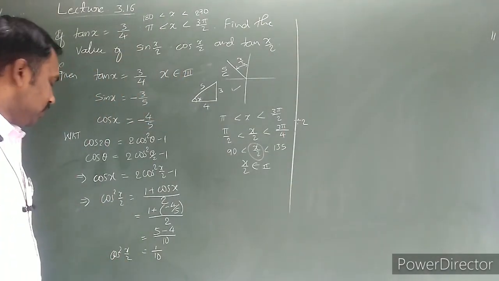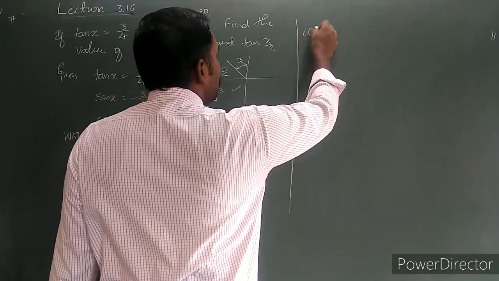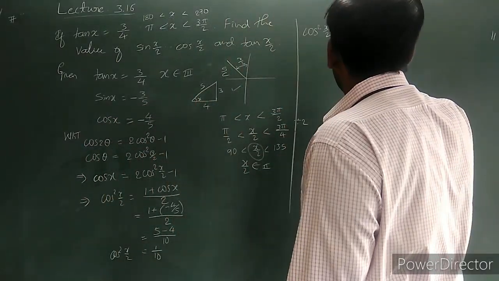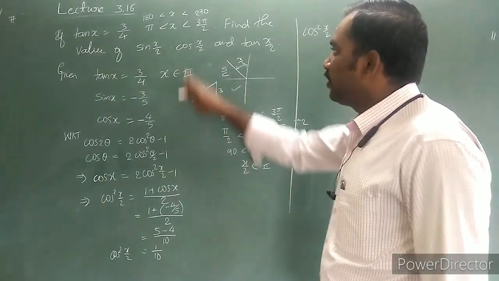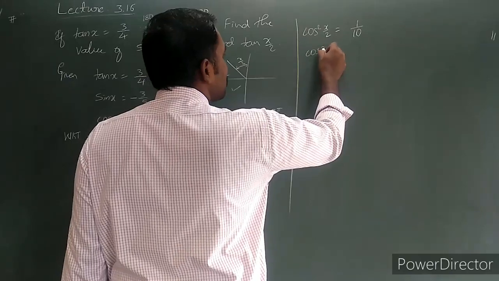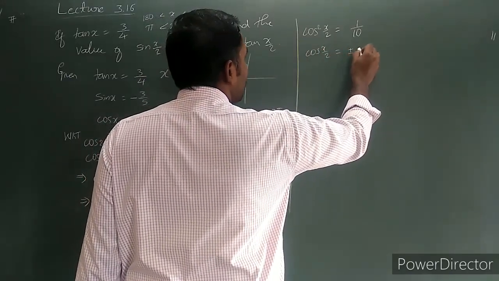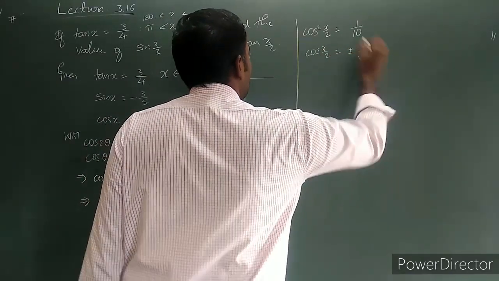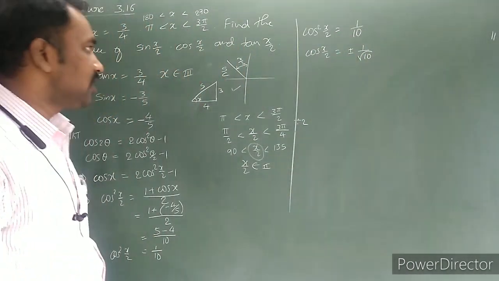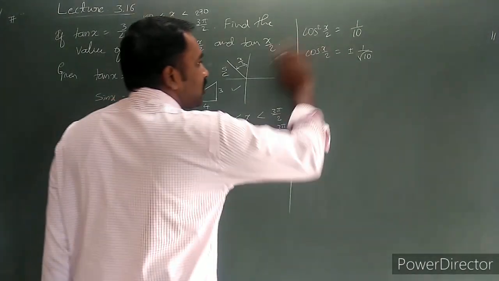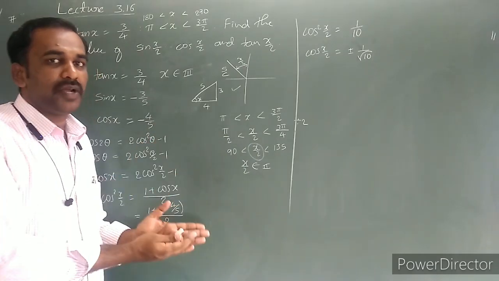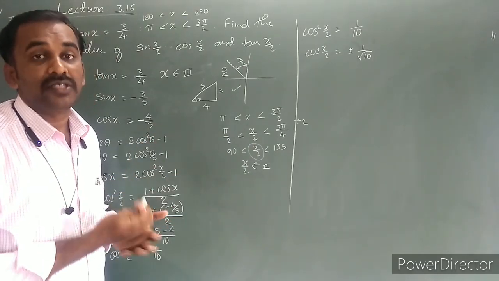Continue here. Now what we need is only the cos of x by 2. One more time, I write the cos square x by 2 value is 1 by 10. But we need the cos of x by 2, so taking the square root on both sides, cos of x by 2 is equal to plus or minus 1 divided by root 10, or else plus or minus root of 1 by 10. Here, plus or minus means which value do we have to consider? Do we consider only the positive value, or only the negative value, or are both values suitable?